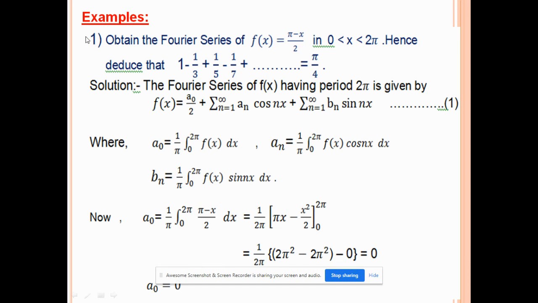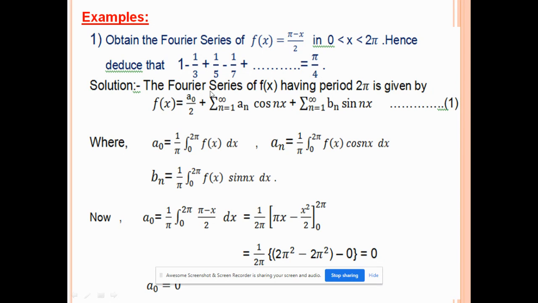Next, going to examples. First one: obtain the Fourier series of f of x which is equal to pi minus x divided by 2 in the interval 0 less than x less than 2 pi. Hence, deduce that 1 minus 1 by 3 plus 1 by 5 minus 1 by 7 plus and so on is equal to pi by 4.